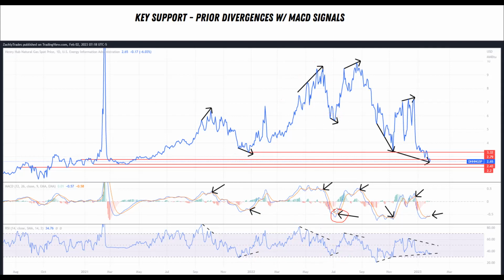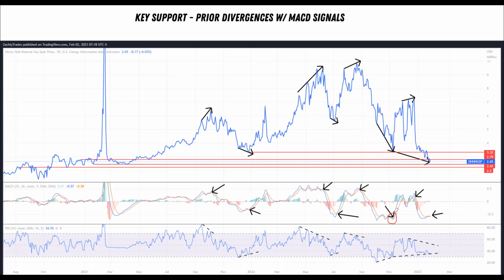Combine that with a MACD entry signal, and then we get a sharp move to the upside where we start making higher highs and then lower highs on the RSI. Combine that with a sell signal, and then boom, we get a big move to the downside. Over here, we're making lower lows while the relative strength index is making higher lows.